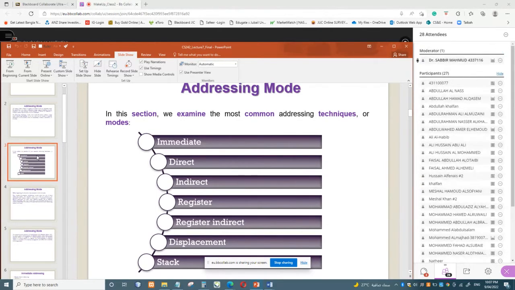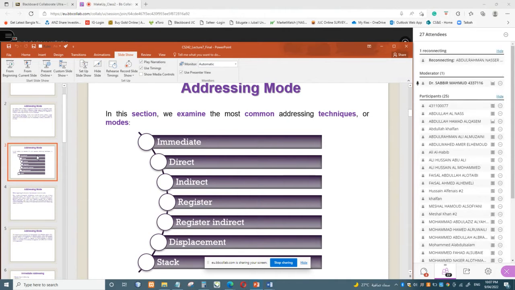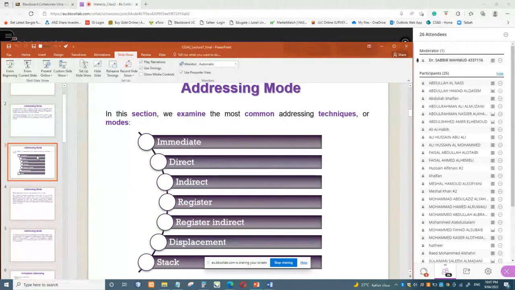No. Okay. So addressing mode basically tells us which method we are going to use to specify our operand. Are we going to use an immediate value, or the register to specify our operand, or the address of the memory location to specify our operand? So the addressing mode tells us in which way we are specifying our operand, either using the immediate value, or using the register, or using the memory location.